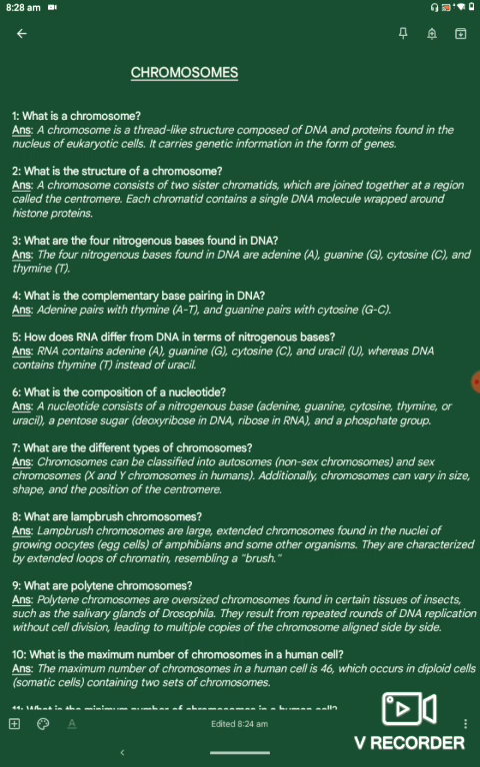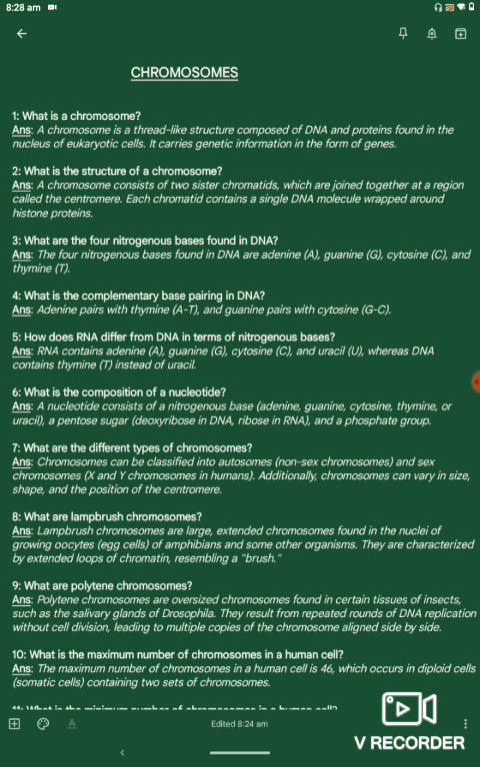Question 2. What is the structure of a chromosome? Answer. A chromosome consists of two sister chromatids which are joined together at a region called the centromere. Each chromatid contains a single DNA molecule wrapped around histone proteins.